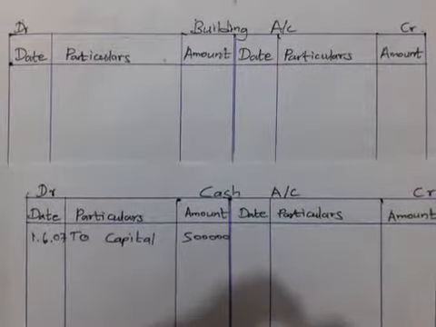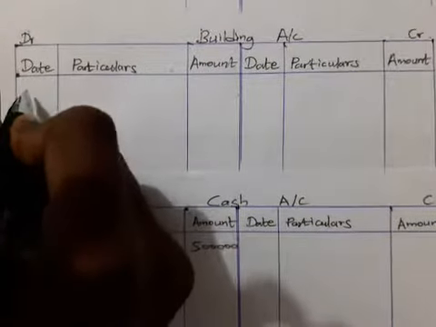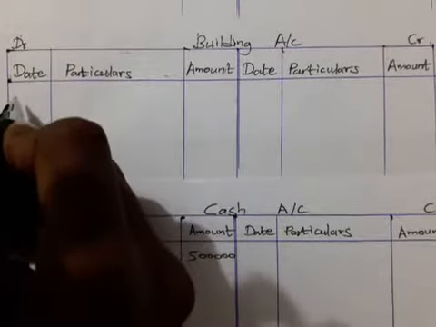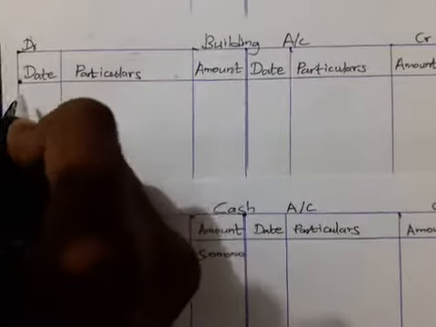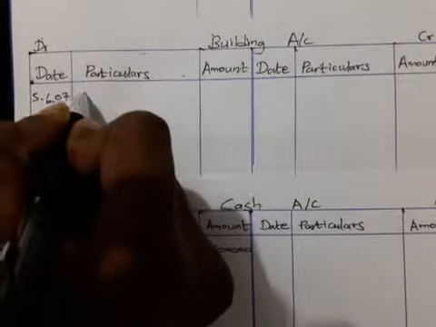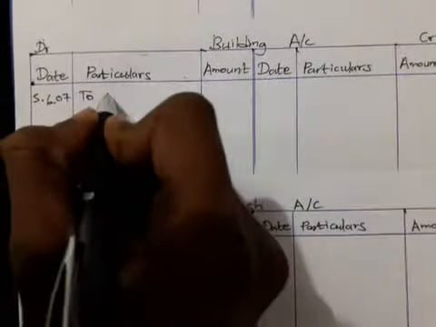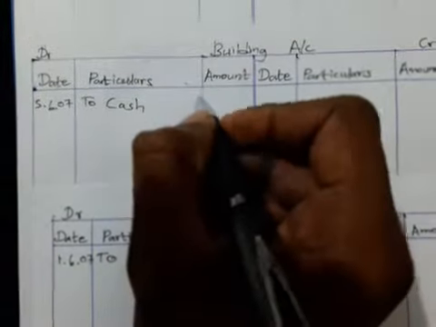So in this transaction, building increases. Building is an asset type of account. So whenever the asset type of account increases, we have to record in the debit side. So on 5th June 2007, building purchased for 3 lakhs.